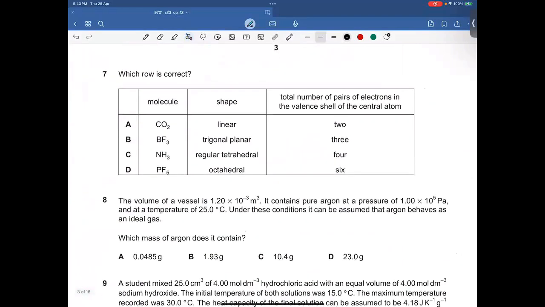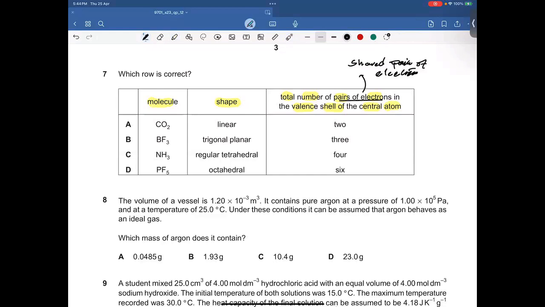Question number 7, which row is correct? Now we have molecules, we have shape, and the total number of pairs of electrons, and the shared pairs of electrons. The shared pairs of electrons and the total number of covalent bonds involved in the bonding are the same. So the total number of bonds and the shared pairs of electrons is the same thing in the valence shell of the central atom.